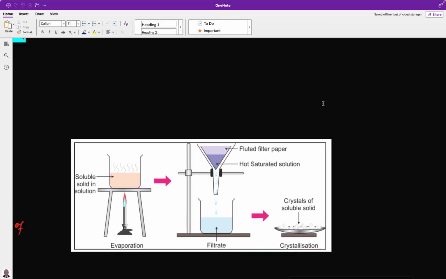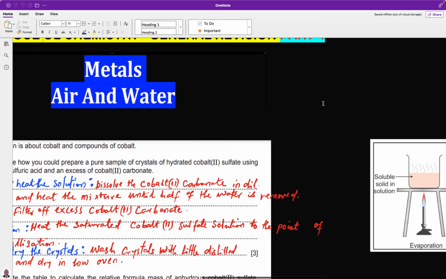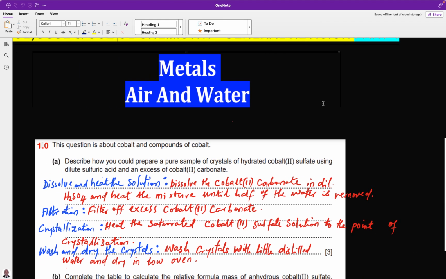Look at this diagram here. You have the salt, the hydrated salt. You have the dilute acid. And you need to prepare a pure salt of what? Crystals of hydrated cobalt-2 sulfate.